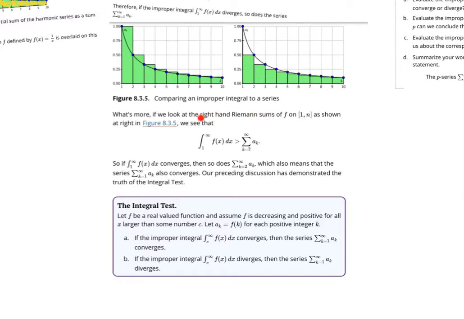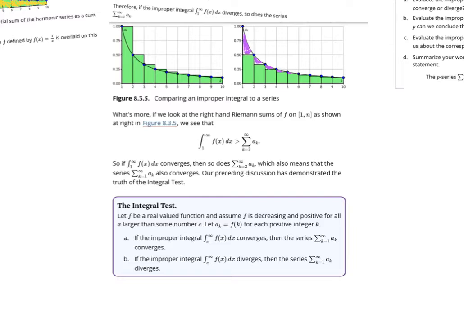So if we look at the right-hand Riemann sums, then we have that the integral is now bigger than the series. If we notice here consistently, the rectangles, which represent the partial sum, are shorter. They amount to less than the area under this curve. In other words, we're going to have some area missing, right? We have this area missing, we have this area missing, so the integral will be more than this partial sum.